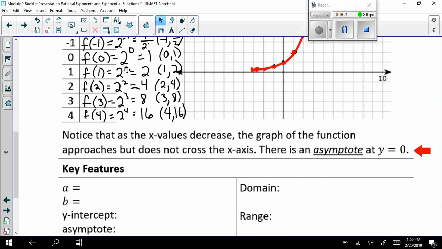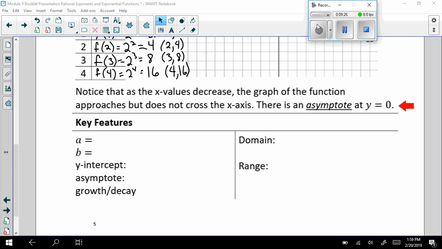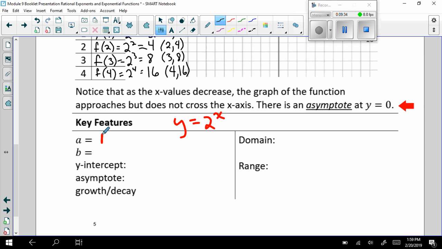Now our key features to our graph y equals 2 to the x. The a value is 1. Our initial value, if I plug in x equals 0, I get 1. The b value, which is my base, is 2. Our y-intercept, which corresponds to the a, is (0, 1). And we've already said our asymptote is at y equals 0. These two things, the y-intercept and the asymptote, change based on transformations.